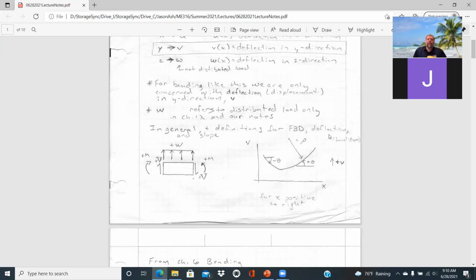It gets confusing. Some of these switch around if you have x going positive to the left. So I just tend to always make x positive to the right in the free body diagram, so then you don't have to worry about those issues at all.